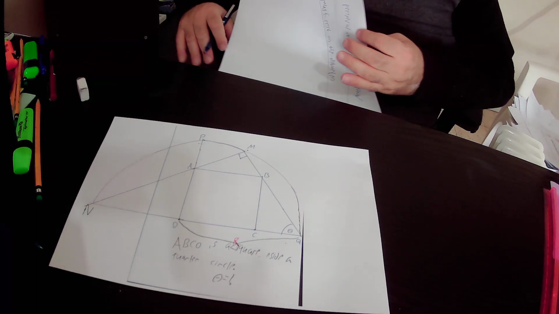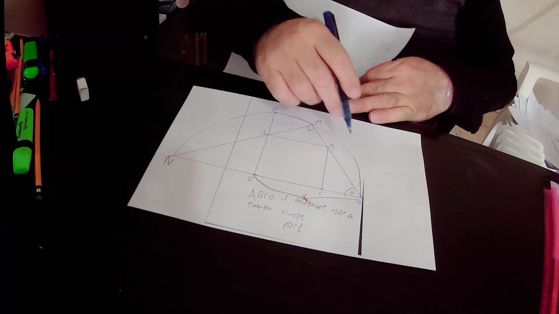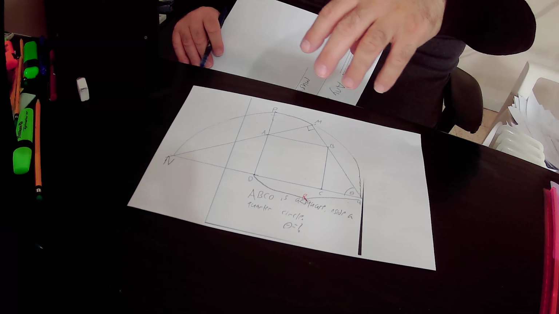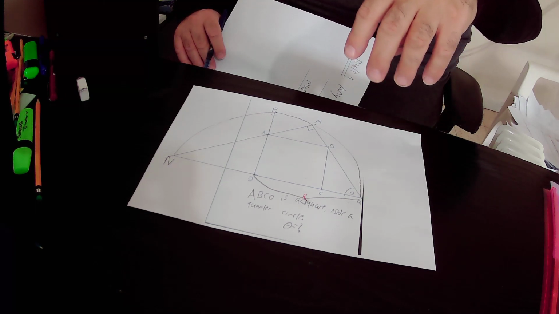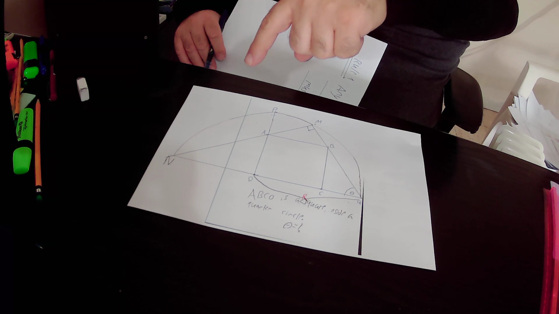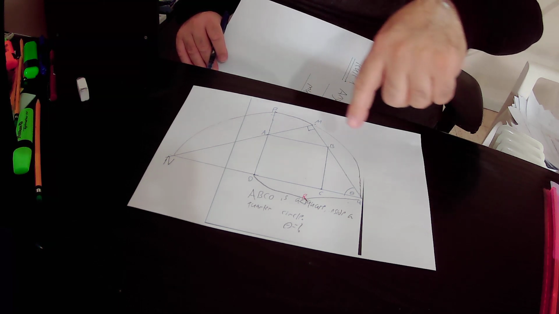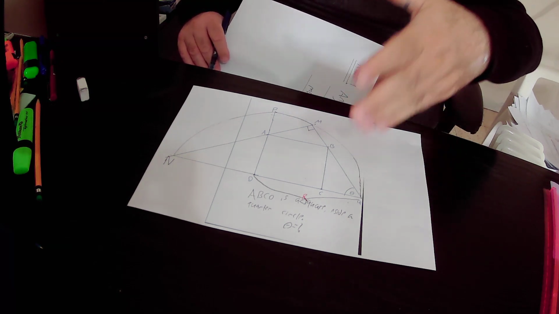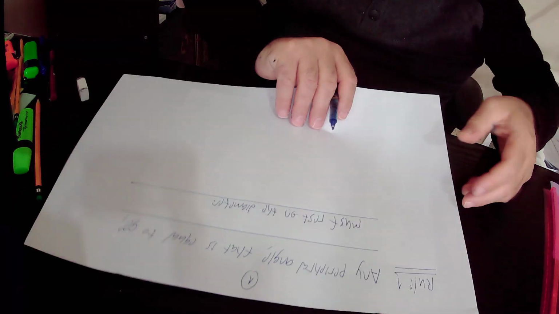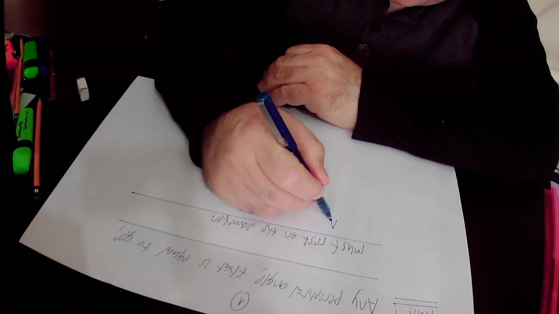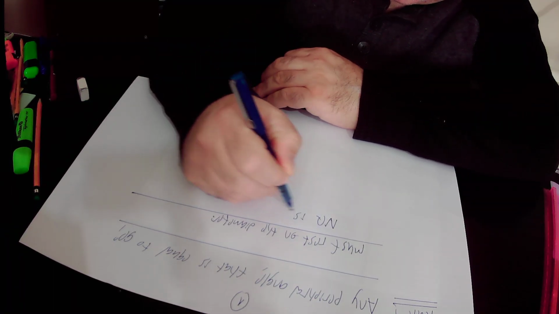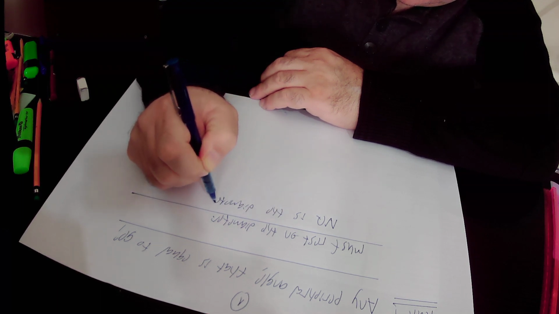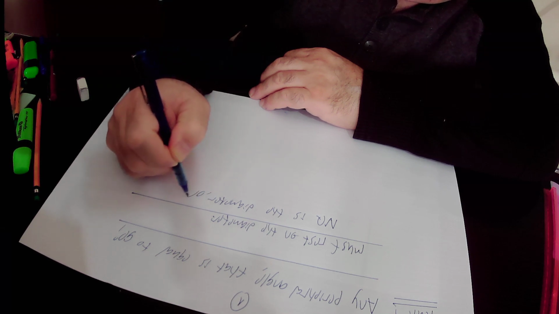So here we have peripheral angle NMQ that is equal to 90 degrees. Therefore, according to rule number 1, the peripheral angle NMQ must rest on the diameter. And this angle NMQ rests on NQ. That is to say, according to rule number 1, we conclude that NQ is the diameter of the semicircle.